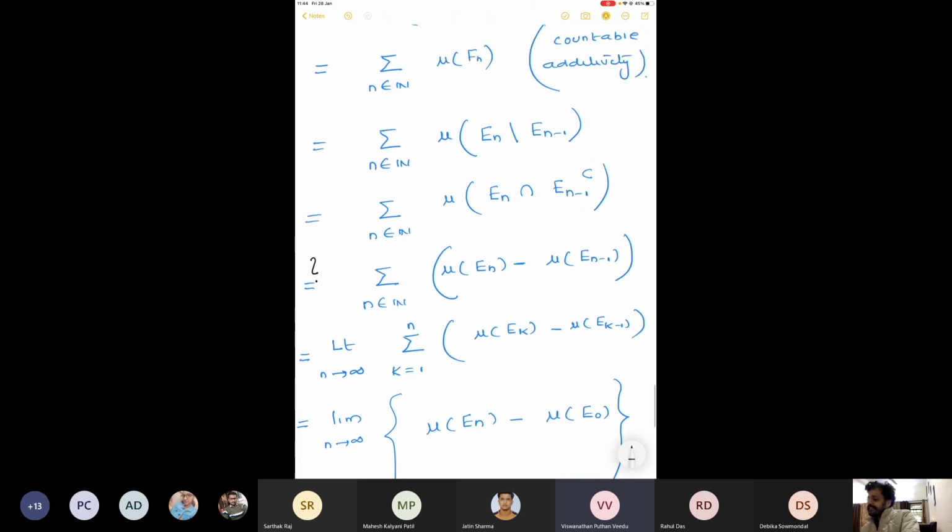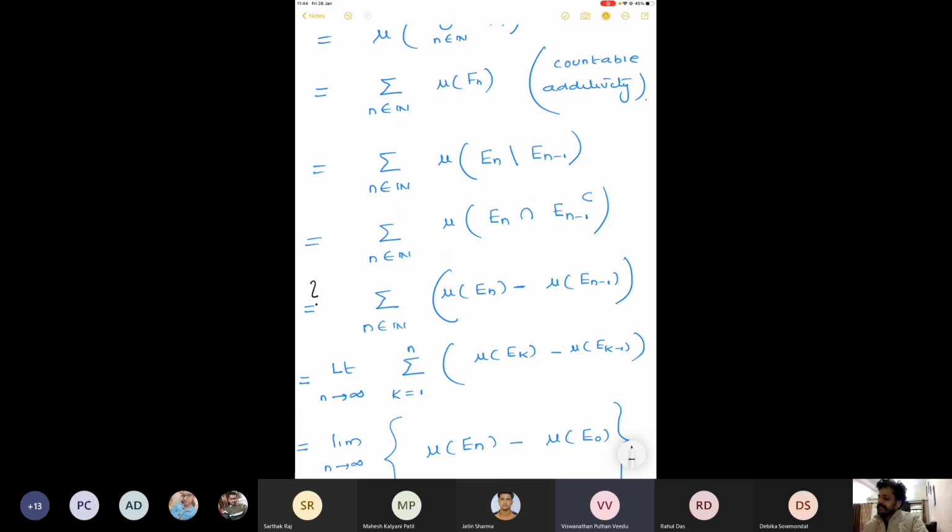First of all, this is correct. En minus En minus 1 is En intersection En minus 1 complement. Is it correct? Yes, sir. You have two sets, En and En minus 1, and I want the difference, that is this part I want. So this is set theoretically correct, right? I am just cross-checking. Yes, sir.